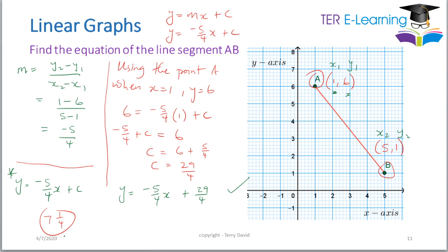Now, if you put 7 1/4, they won't give you it wrong, but we try to work as an improper fraction, so leave it as 29 over 4. Some students could get rid of the fractions if they want, in which case they will multiply by 4, and the equation they will get will be 4y is equal to minus 5x plus 29, right? And this is also correct. So those of you who got either one of these, you are correct.